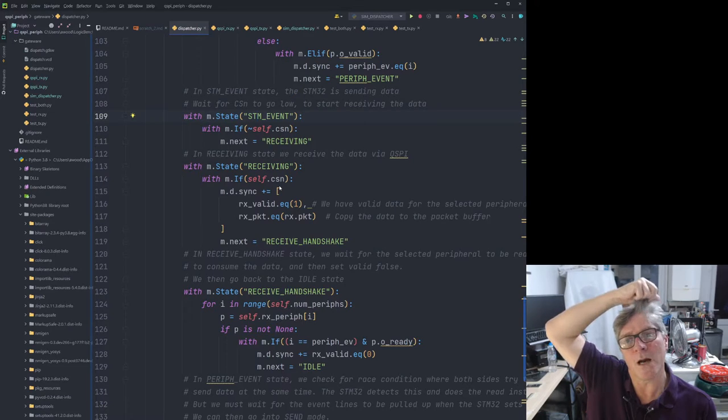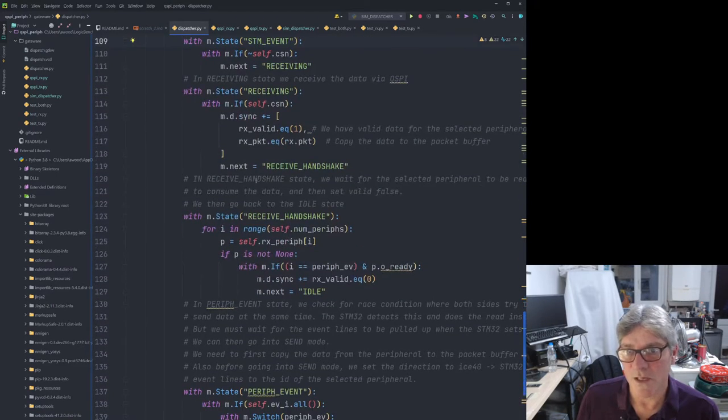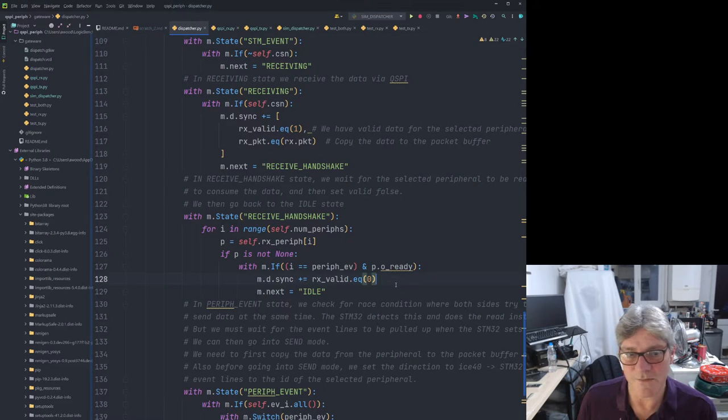i.e. CSN would be high, so this would be true, then we know we're ready to have received all of the nibbles of the packet, and we need to notify the peripheral that these are aimed for. So we're going to set the valid pin, and we're going to receive the packet and put it into the packet buffer for that RX, and we're going to move on to the receive handshake. What's going to happen now is we're going to have the conversation with the peripheral and make sure that it actually receives that packet that we've just taken off the QSPI bus.